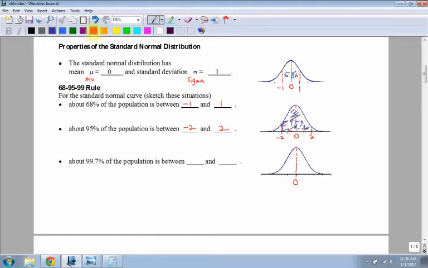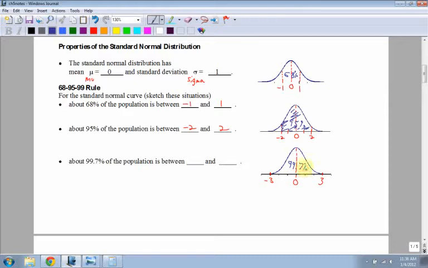And then the last one, 99.7, almost all of the data is contained within 3 standard deviations. So 1, 2, 3, down here at -3, and up here at 1, 2, +3. So between there and there is 99.7% of the data.